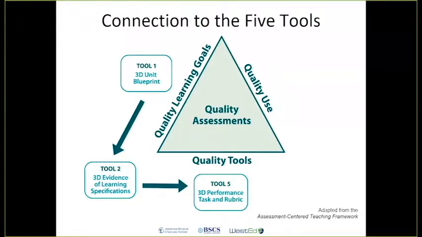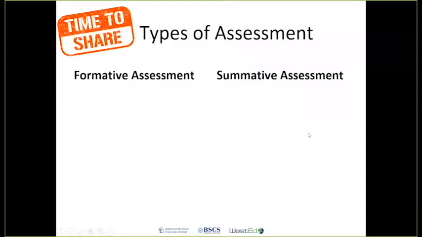But before we start with Tool 2, let's look at the types of classroom assessments to make sure we're all using the same terminology. So in the chat box, what does formative assessment mean to you? And what does summative assessment mean to you? And you can just choose one and share out what formative assessment or summative assessment means to you.